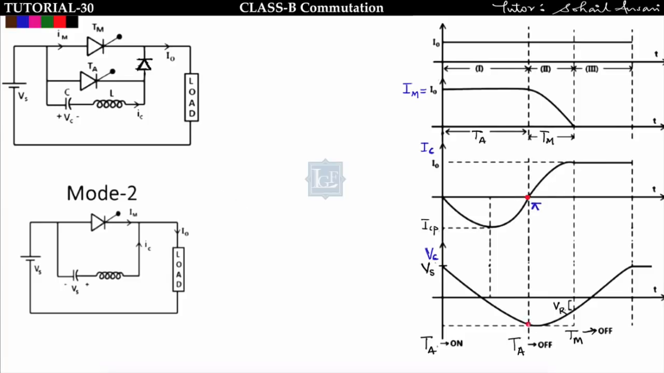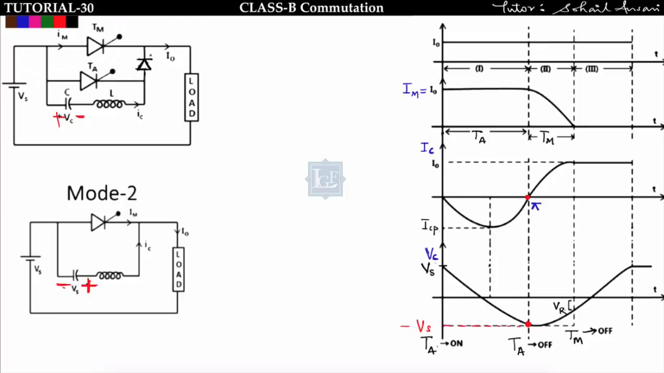And what is the voltage drop across this capacitor? The voltage across this capacitor will be minus Vs, that we have seen in the previous slide. This will be minus Vs, meaning the polarity of voltage across the capacitor will be from minus to plus. Initially it was from plus to minus, but after mode 1 the voltage polarity across the capacitor will be from minus to plus like this. Now see in mode 2 what is happening.